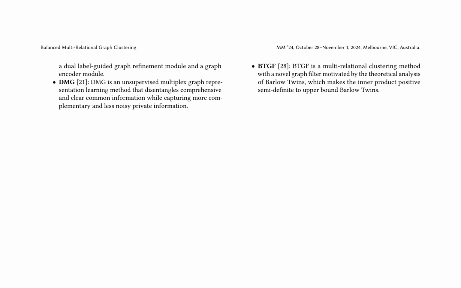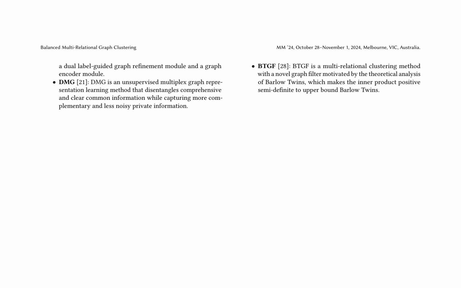The proposed approach is compared against two existing methods, DMG and BTGF. DMG is an unsupervised multiplex graph representation learning method that disentangles comprehensive and clear common information while capturing more complementary and less noisy private information. On the other hand, BTGF is a multi-relational clustering method with a novel graph filter motivated by the theoretical analysis of Barlow twins, which makes the inner product positive semi-definite to upper bound Barlow twins.